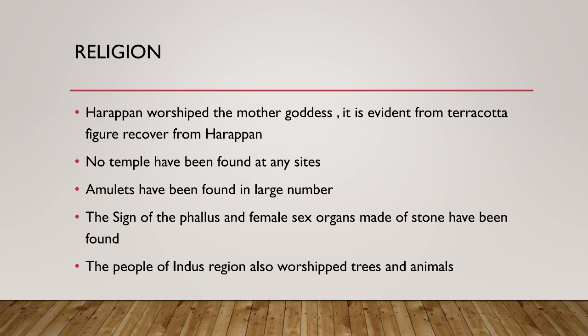Religion. Harappans worshipped the mother goddess. It is evident from terracotta figures recovered from Harappan sites. No temple has been found at any site. Amulets have been found in large numbers. Signs of the phallus and female sex organs made of stone have been found. The people of the Indus region also worshipped trees and animals. So you can say that they followed a natural religion as such.